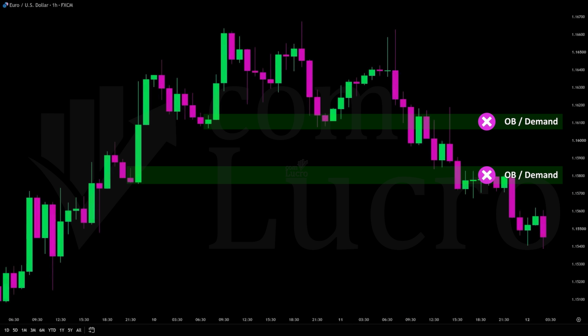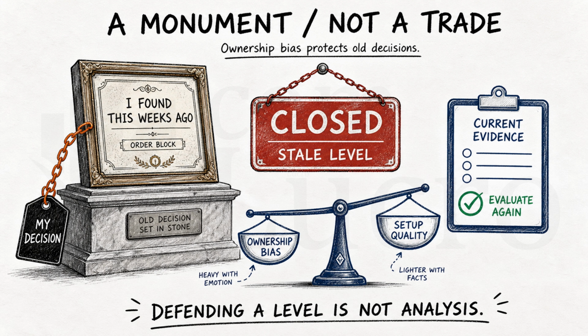Practically, it's a monument, not an opportunity. And underneath that sits a real trap. An old order block on your chart feels valuable because you did the work of finding it. That's ownership bias, and it's why traders defend stale levels for weeks, protecting a decision instead of evaluating a setup.